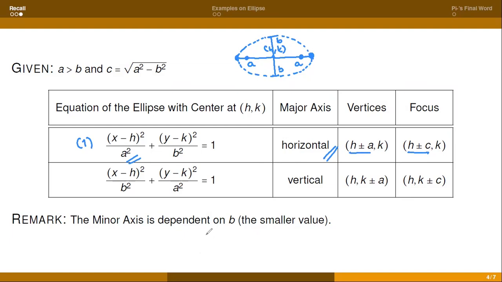So that is how this formula works. If you just understand how A and B dictate the ellipse, it's easy to obtain the vertices, the foci, and so on. Okay, now that we have been able to refresh all the important concepts associated with the ellipse, we are now ready to go to our first example.